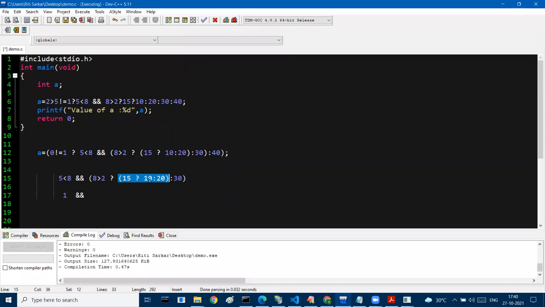If 15 is a true value, what should happen? Which value should come into the picture? 10 should come into the picture. If 15 is a true value, 10 should come into the picture.